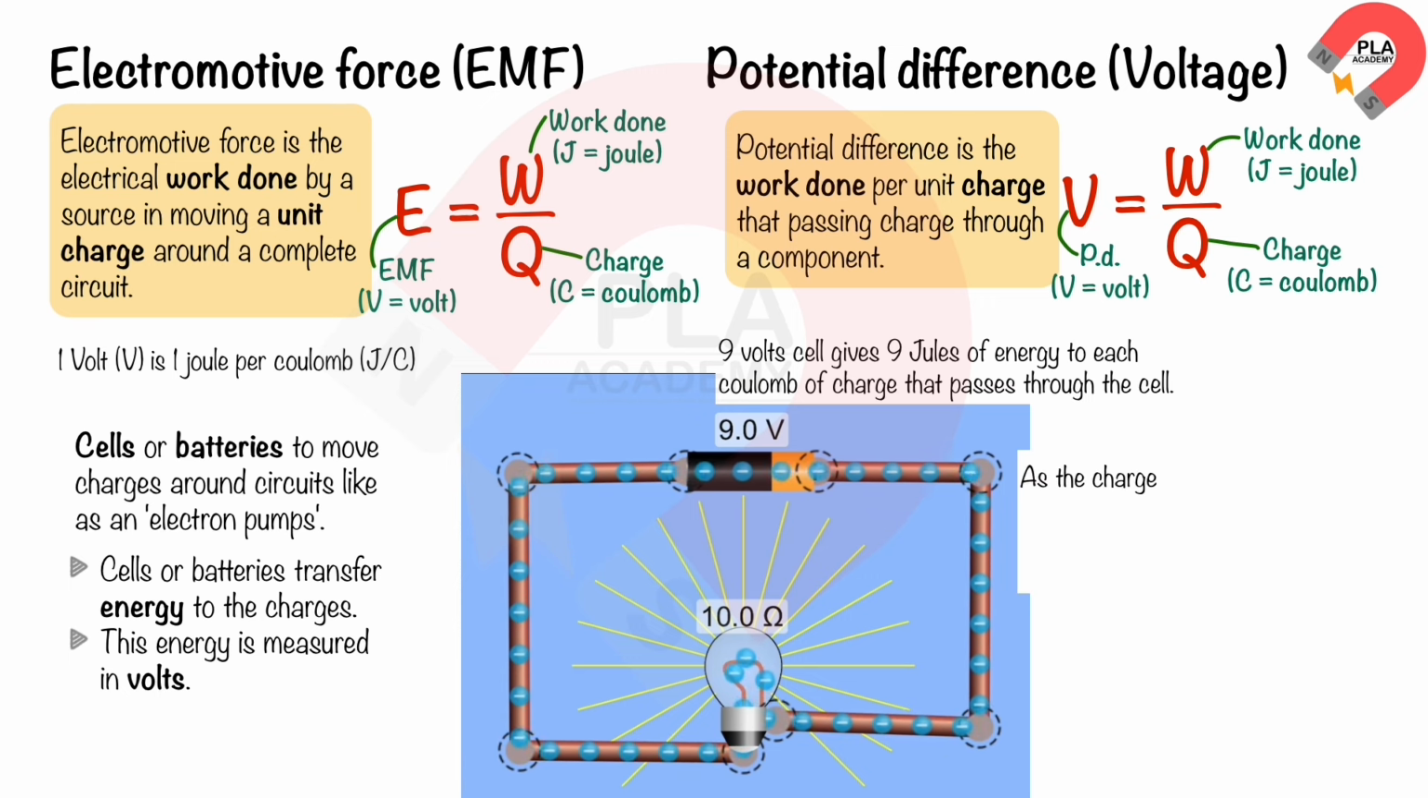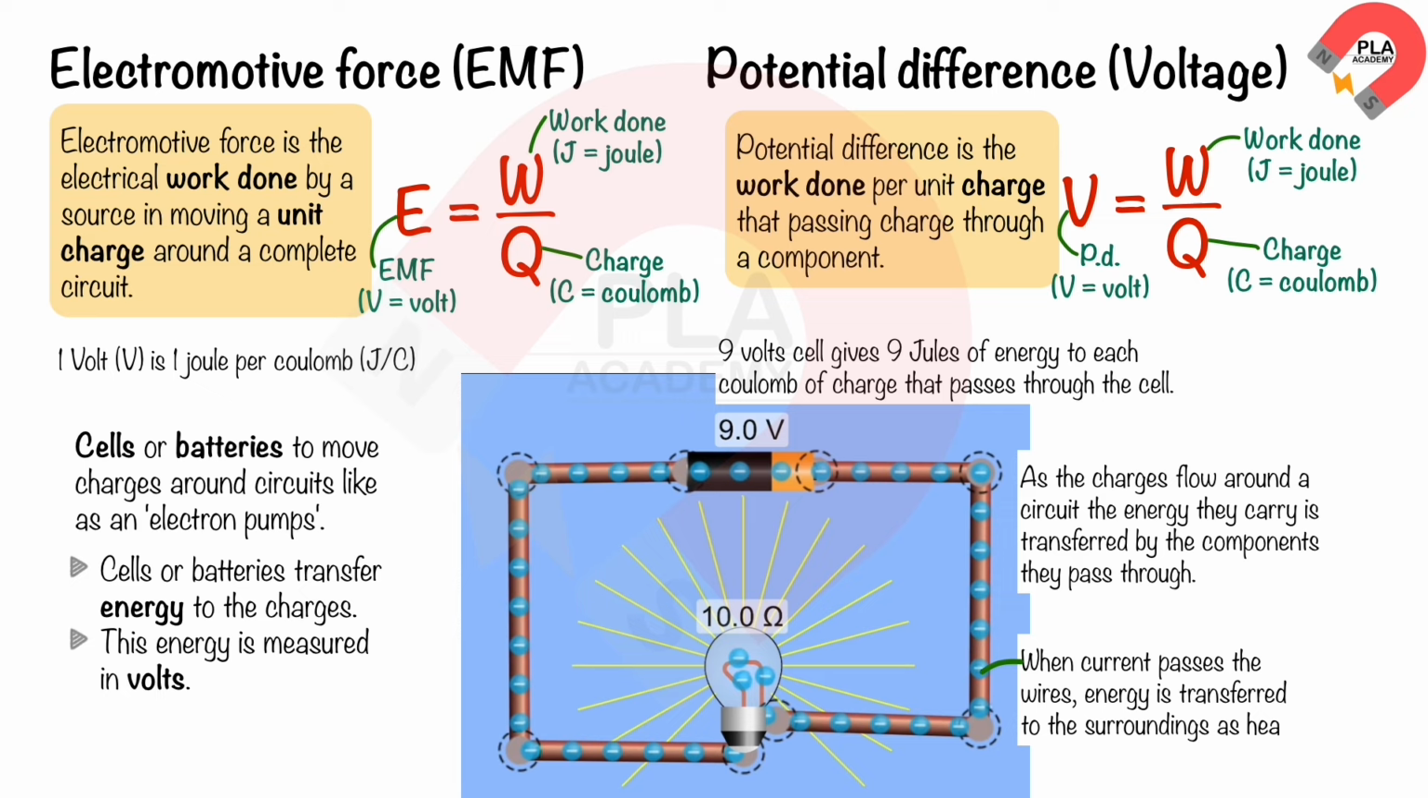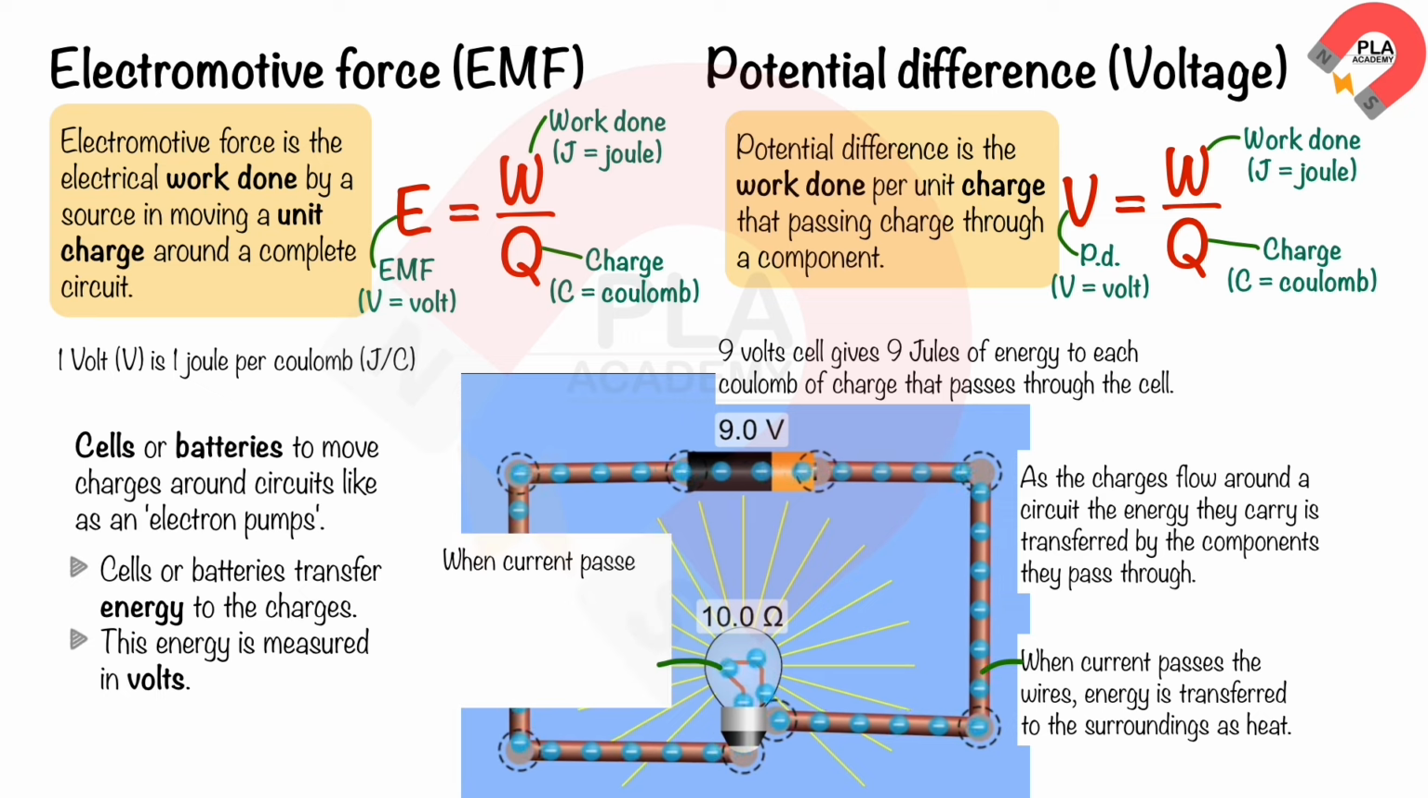As the charges flow around a circuit, the energy they carry is transferred by the components they pass through. For example, when current passes through wires, energy is transferred to the surroundings as heat. When current passes through a bulb, energy is transferred to the surroundings as heat and light.